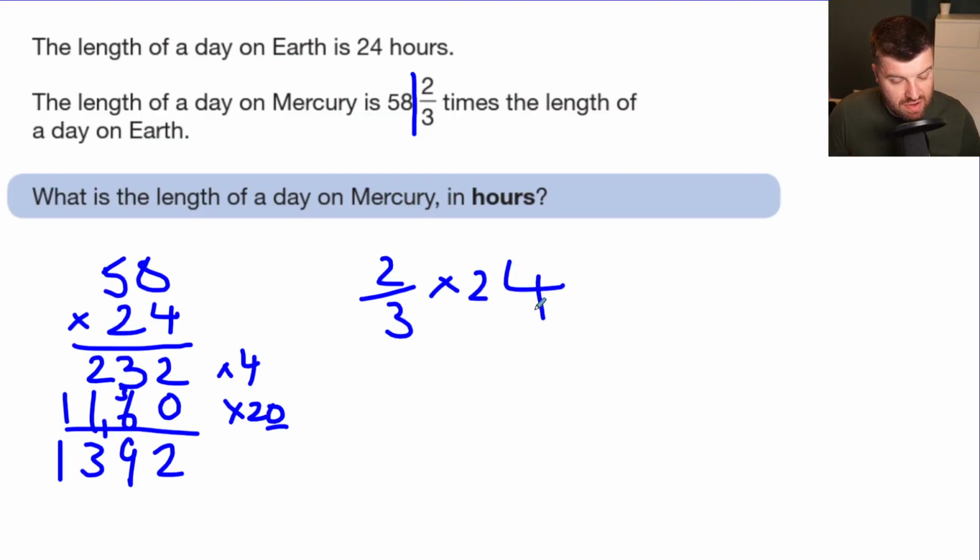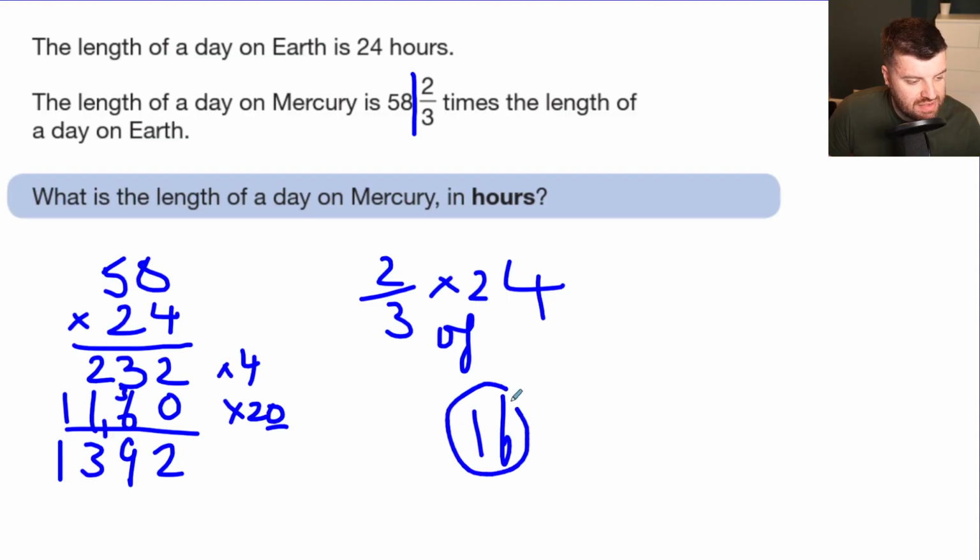You might see this in your arithmetic test. This is just reasoning questions. What we can think of is the multiplication symbol is the same as "of". So we want 2/3 of 24. 1/3 of 24, we're going to divide by 3, obviously, and we're going to get 8. So 2/3 is 16. So we have 16 and 1,392.